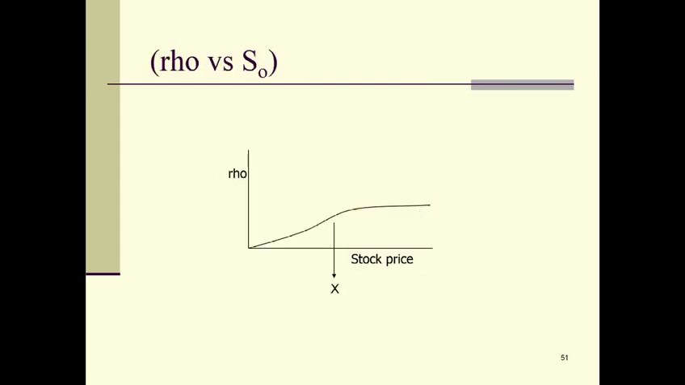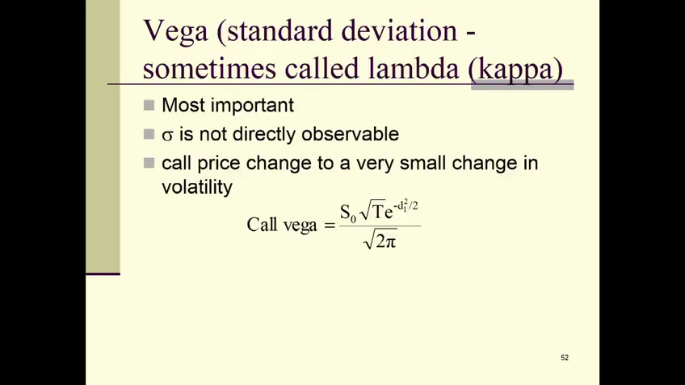So you can also draw that against the stock. Again, when you map it against stock, you always find that the sensitivity is highest when it's at the money. Now, Vega, as we know, is not directly observable. So this is the formula for your Vega.